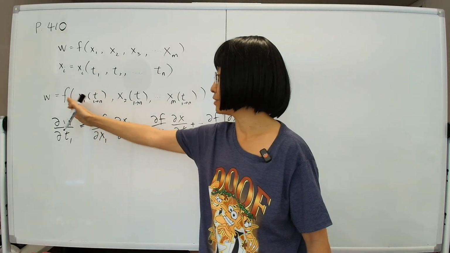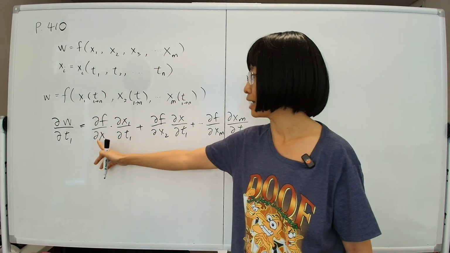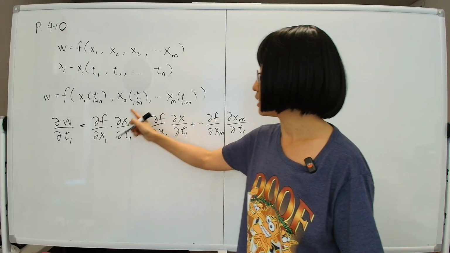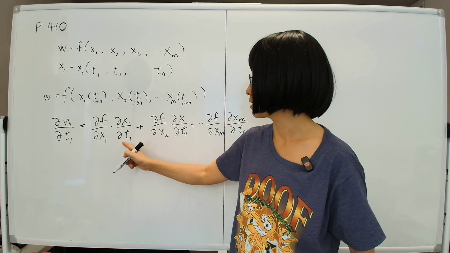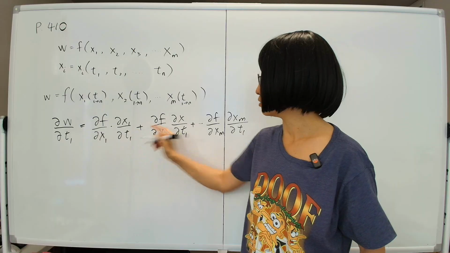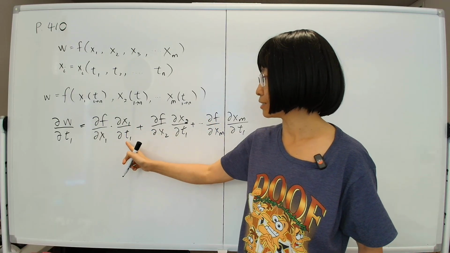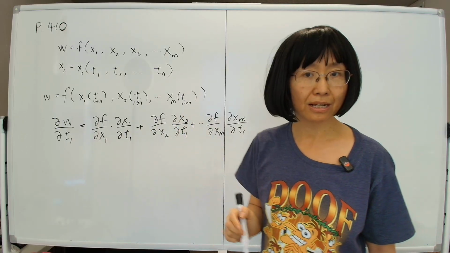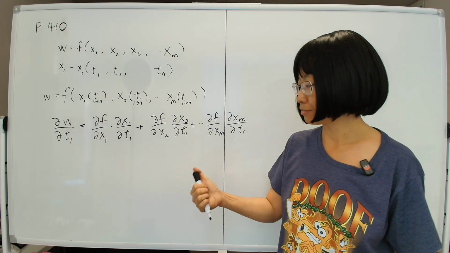And so that's how you take the partial derivative of w with respect to t1. You just go through every single household, one at a time. So x1, x2, all the way to xm, you take the partial derivatives, and each household will give you their taxable share of apples. So each household you take the derivative with respect to t1, because that's what you're going for.